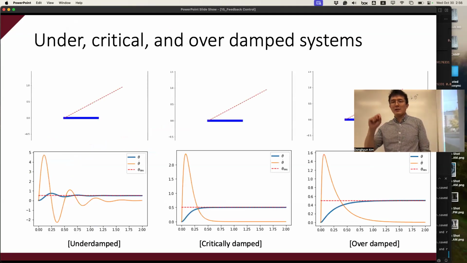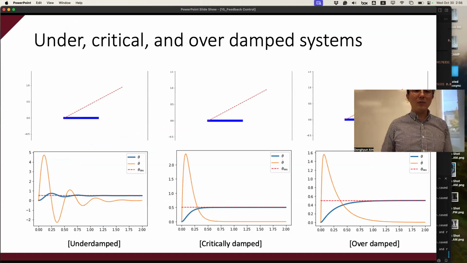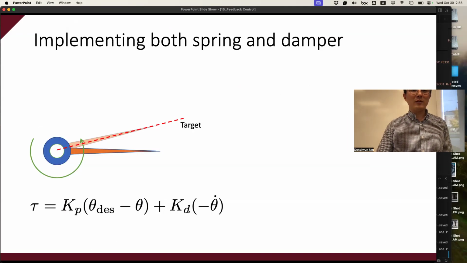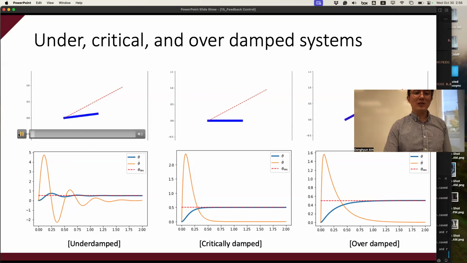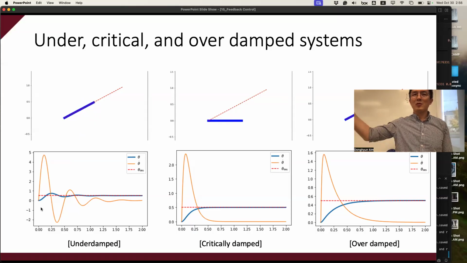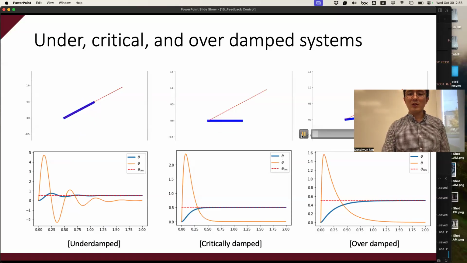Okay, if I put this Kp and Kd into this system, you're going to see behavior somewhere between this and this. Did you see it? So this is an underdamped system, oscillating but eventually stopping. This is an overdamped system.